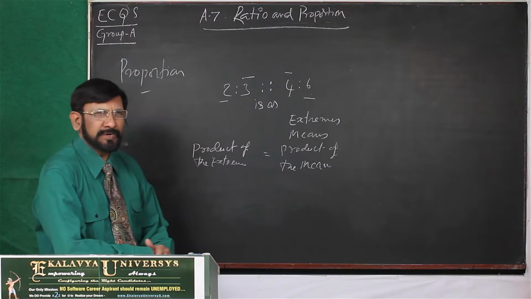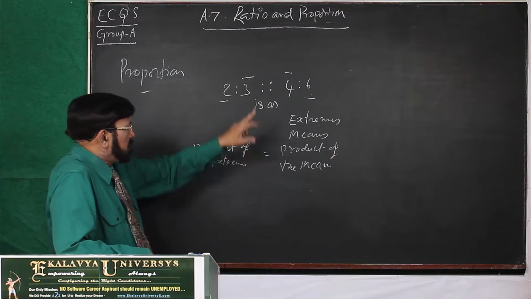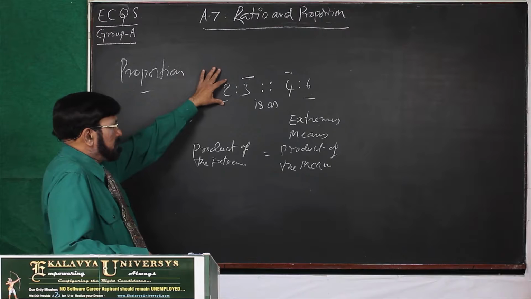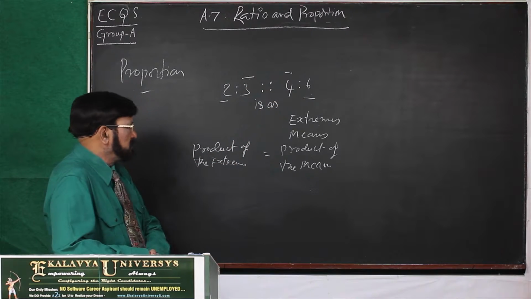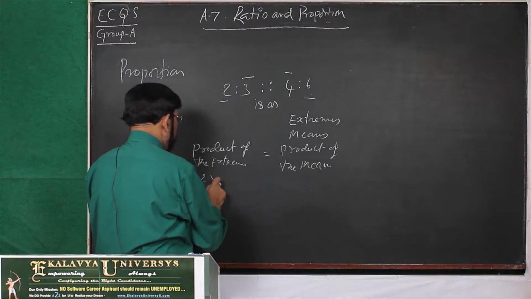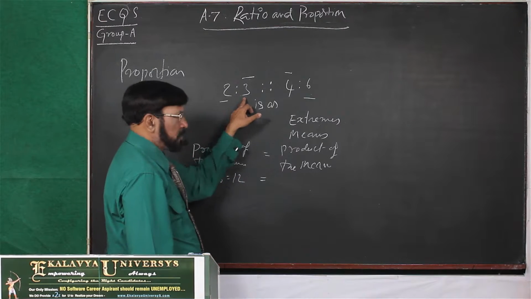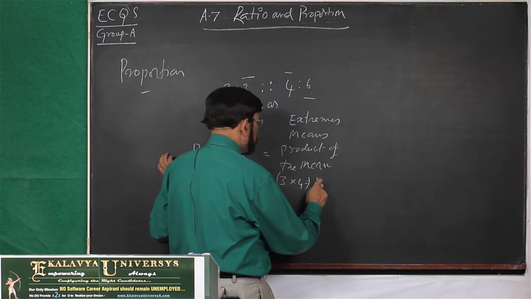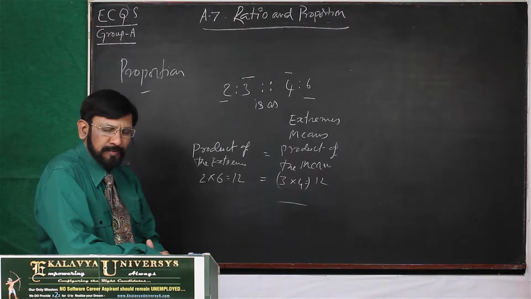Actually, in a proportion, the first and last terms are called extremes, and the second and third terms are called means. Here, the product of the extremes is equal to the product of the means. Now we see the product of the extremes, 2 into 6, that is 12, is equal to the product of the means, 3 into 4, that is also 12. This you have to understand about ratio and proportion.